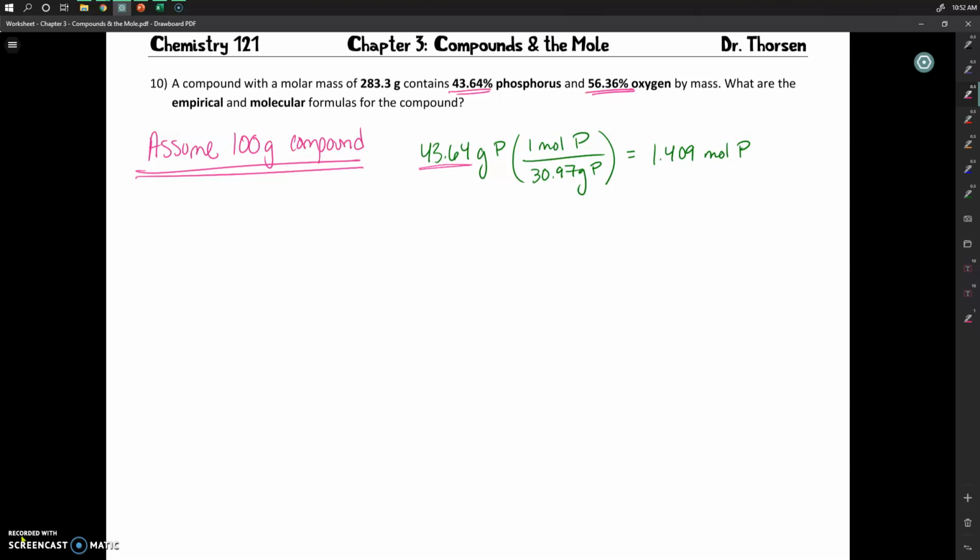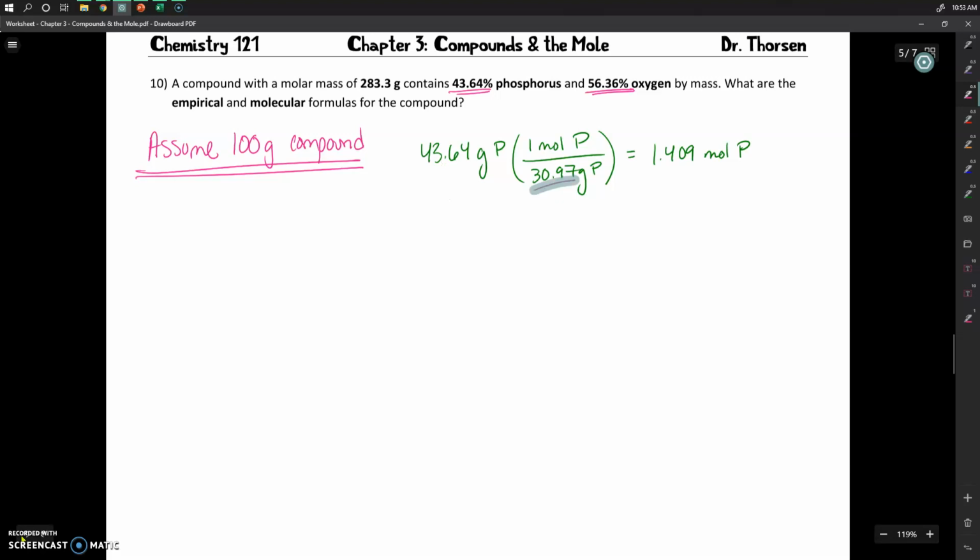Now, to get the empirical formula, I can't compare the masses of the two elements. I want to compare the number of moles of the two elements. So I'm simply going to take this 43.64 grams of phosphorus and convert it into moles using the molar mass of phosphorus, which you just look up in the periodic table, this 30.97 grams, and we're dividing by that to get the number of moles.